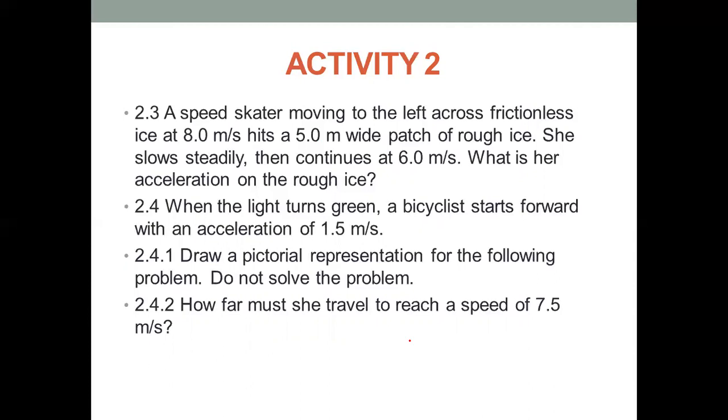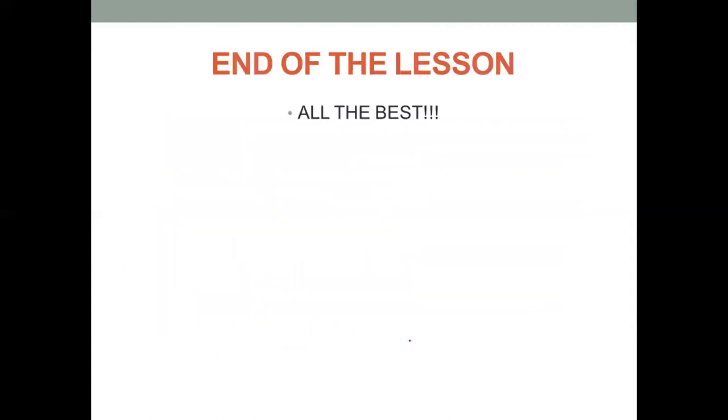2.4: when the light turns green, the bicyclist starts forward with an acceleration of 1.5 meters per second squared. 2.4.1: draw a pictorial representation for the following problem. Do not solve the problem. 2.4.2: how far must she travel to reach a speed of 7.5 meters per second?